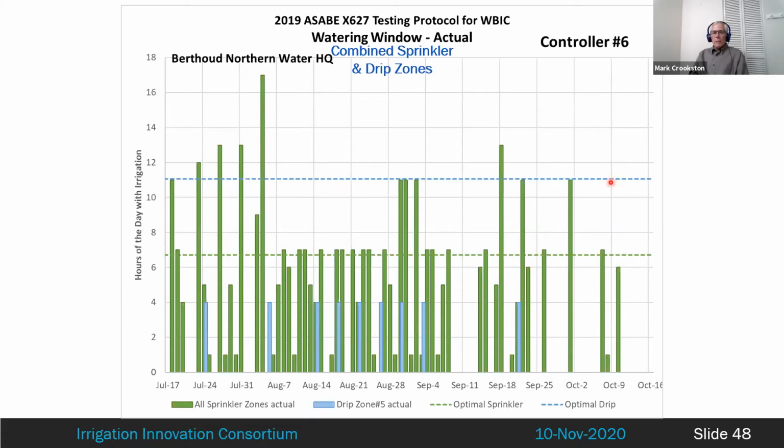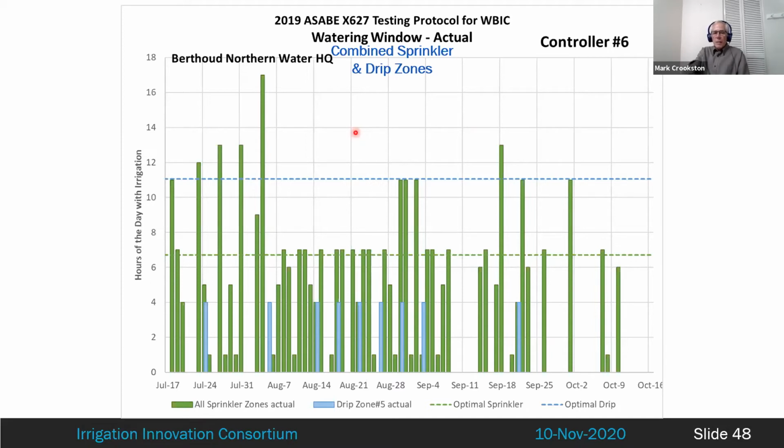But notice that the blue line is what our optimum would be, and that's for drip, because it's a slow, long process of watering those zones. And the green would be the irrigation, which can happen much quicker with the higher application rates. But notice that, yes, a lot of them are right there where we wanted them, but there's several that are much more than we would hope for.